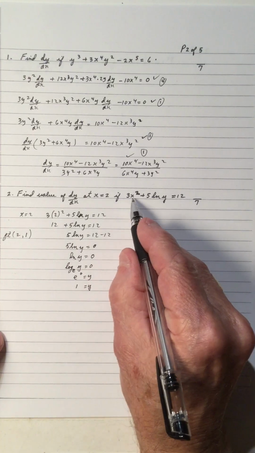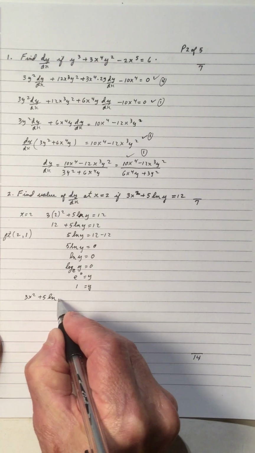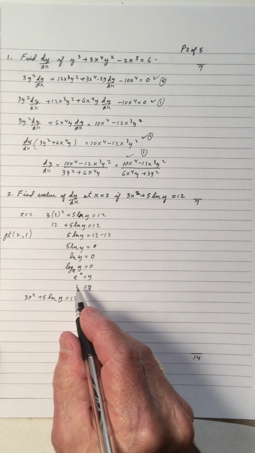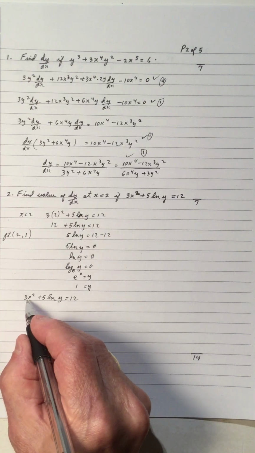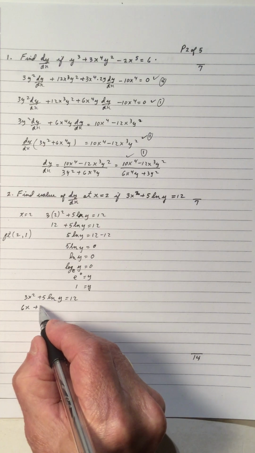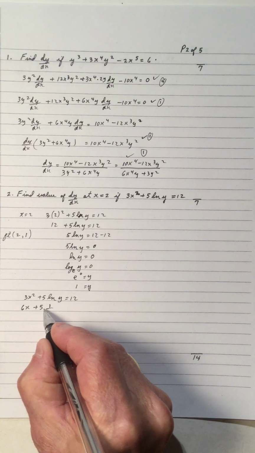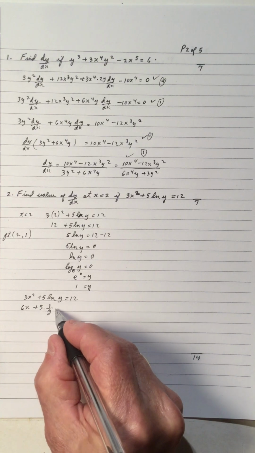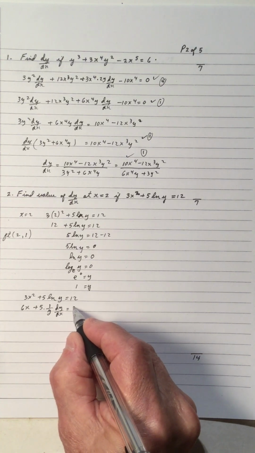Now let's take the equation 3x squared plus 5 ln y equals 12, and take the derivative, which gives the slope at any point on the curve. The derivative of 3x squared is 6x. The 5 is a constant. The derivative of ln y is 1 over y, times the derivative of y, which is dy/dx. And the derivative of a constant is 0.